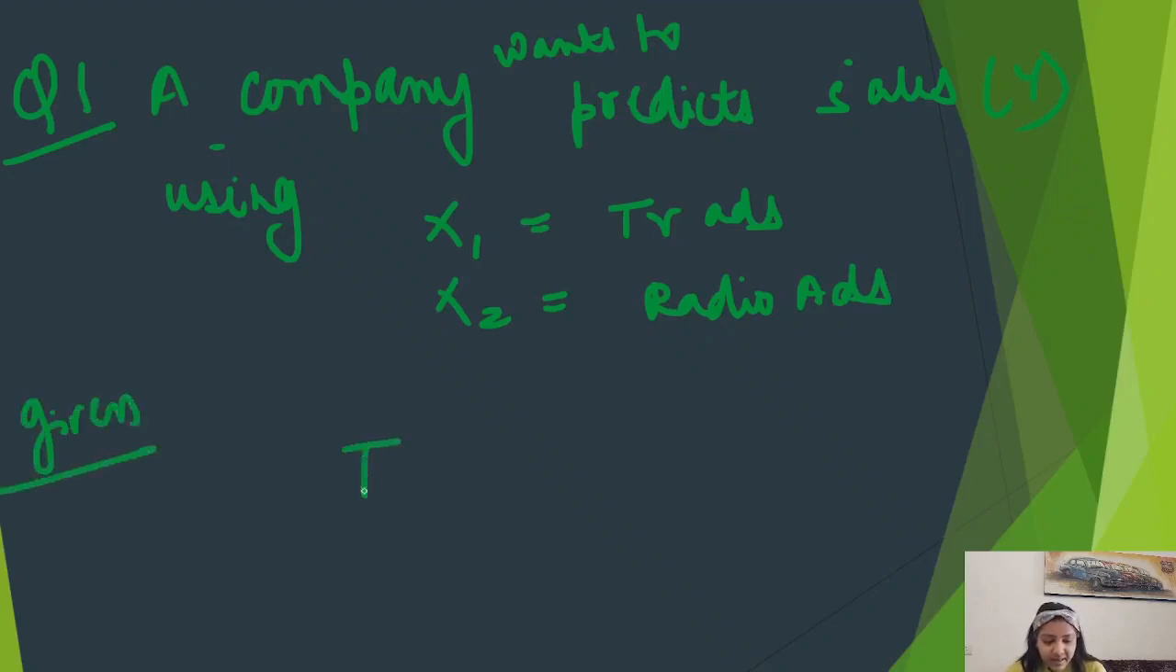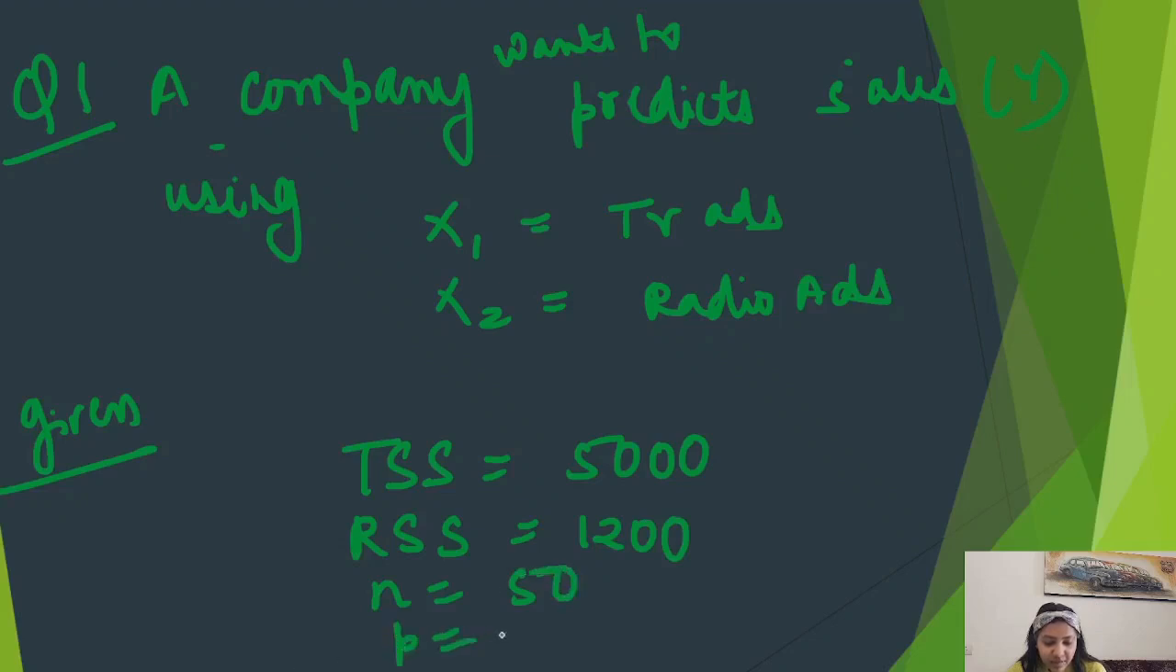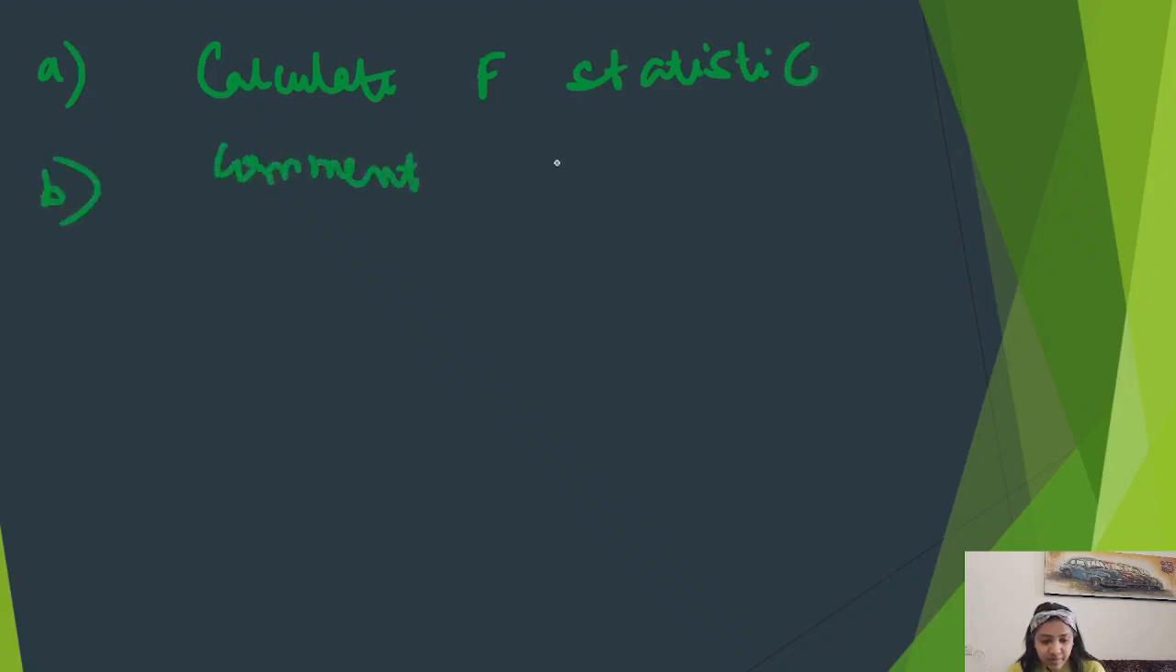We are given TSS as 5000, RSS as 1200, N, the number of observations, as 50, and P, the number of predictors, as 2. Based on these values, the first thing that we have to do is calculate the F statistic. And the second thing is to comment whether the model is useful or not.